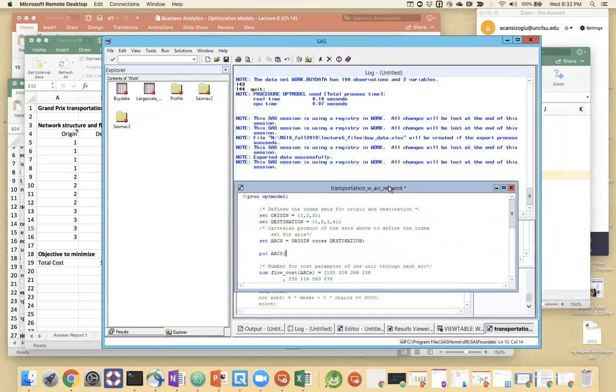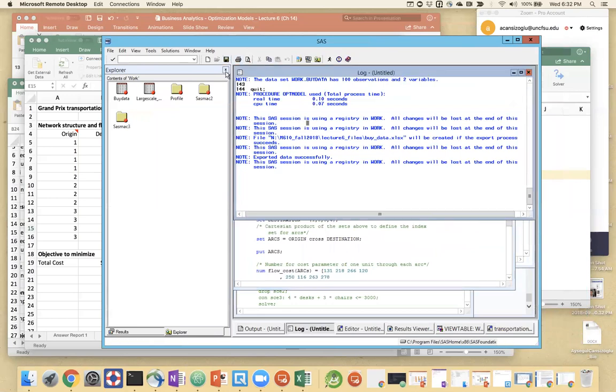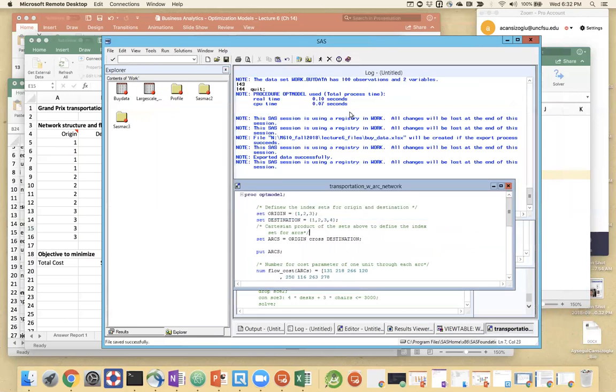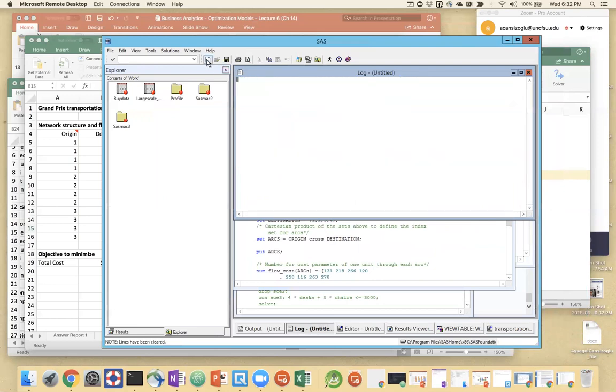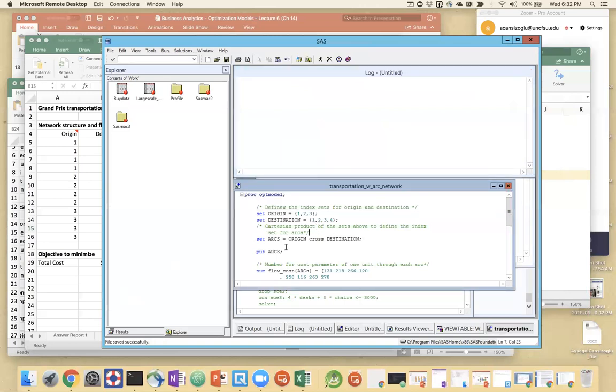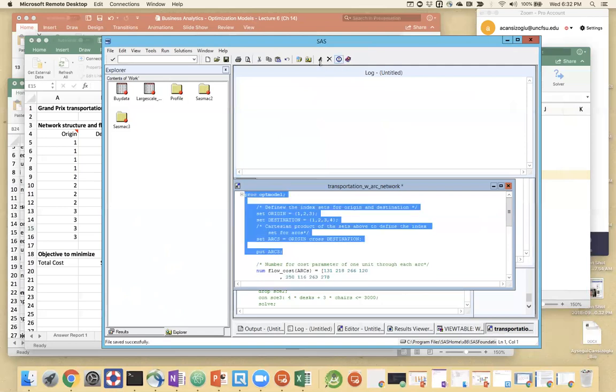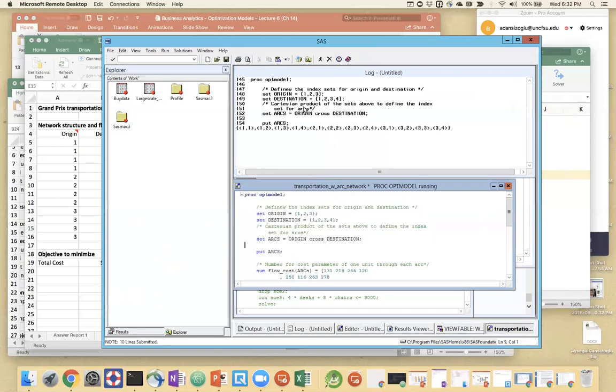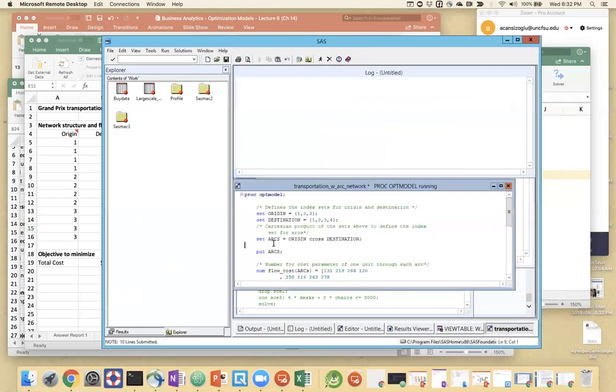Because I think for this problem, this is the most complicated part. So the way that I clean my log is I just hit here, hit the clean page button, and it cleans it. Okay, so the first thing I want to do is see whether this statement is going to work or not. Let's see. Okay, it does. So let me clean again, and I'll show you what I did. What I want to do is look at what the origin is, what the destination is, and what the arcs are.